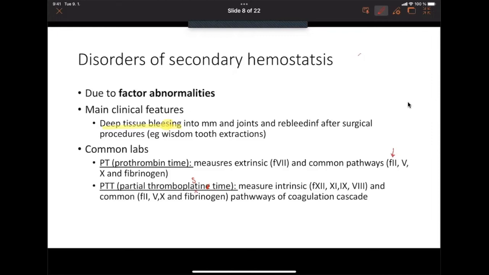Then partial thromboplastin time measures the intrinsic pathway. Okay, so just think about it. The shorter name measures the shorter pathway. The longer name measures the longer pathway.